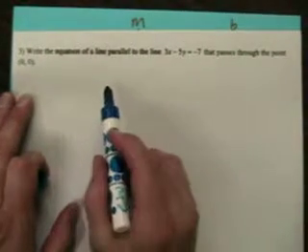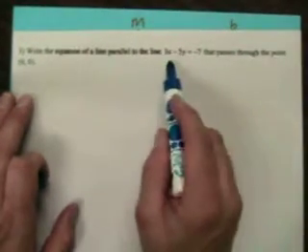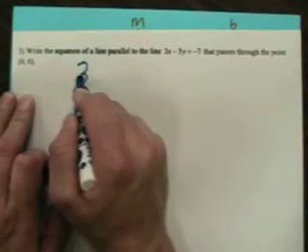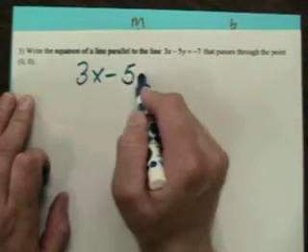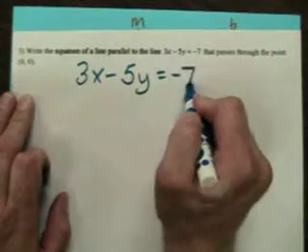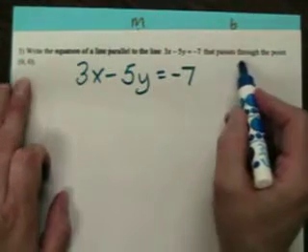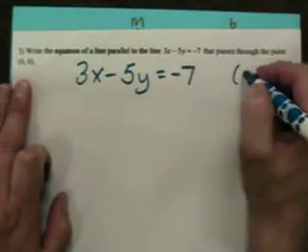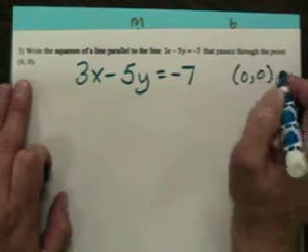Okay, it says write the equation of a line parallel to 3x minus 5y equals -7 that passes through the point (0, 0). I'm going to write it bigger. So I know it's got to go through the point (0, 0).